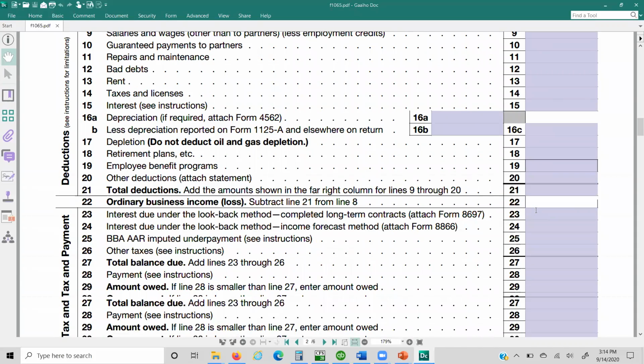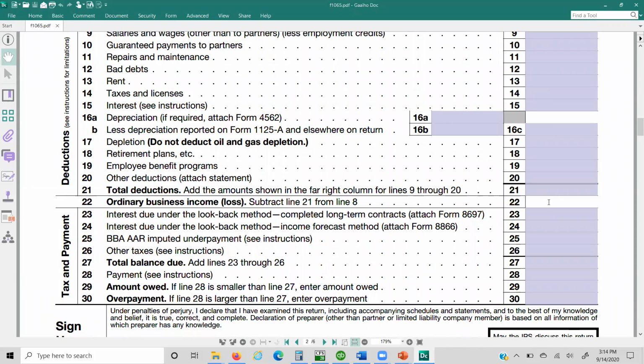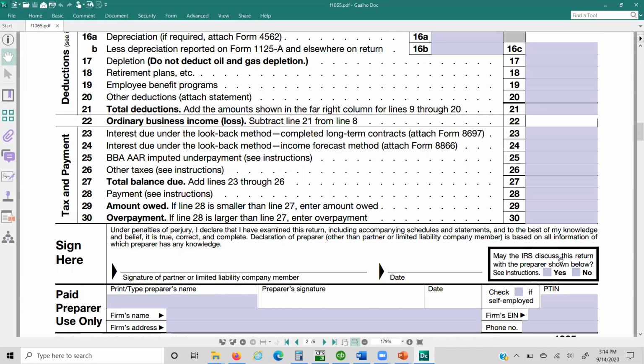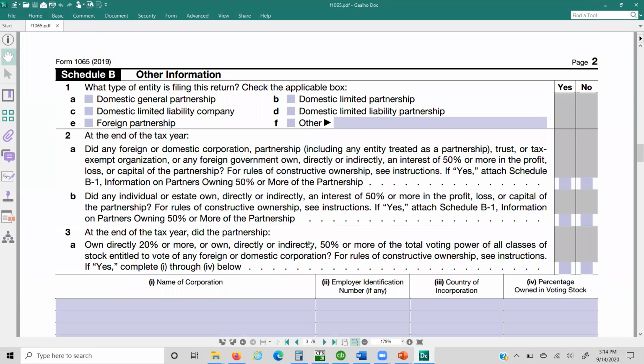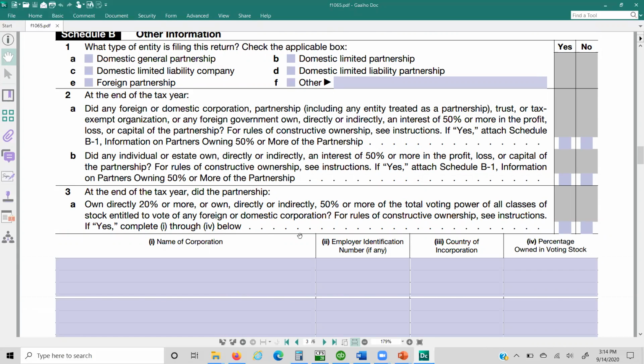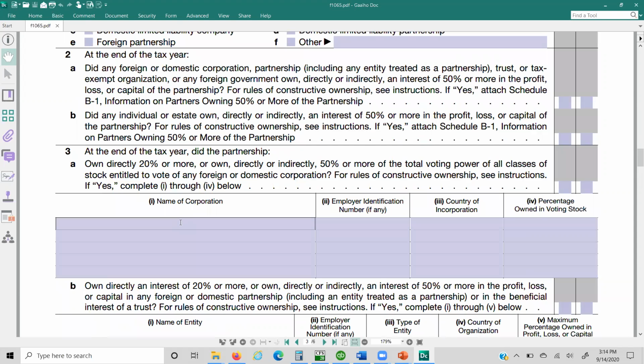Schedule K will pick up some of the information from page 1, as well as some information that comes from different areas. Page 2 of Form 1065 just asks some general information. What type of entity is this? What type of partnership? Some yes and no questions. Did the partnership own 50% of any corporation? If so, what is it?